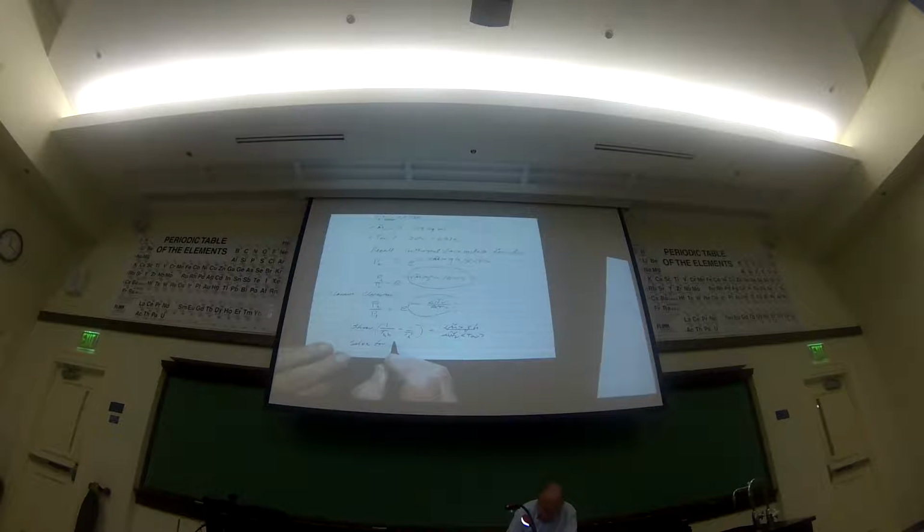Solve for the boiling point at H, and this one is about 363.4 Kelvin. This one is about minus 9.6 degrees Celsius.